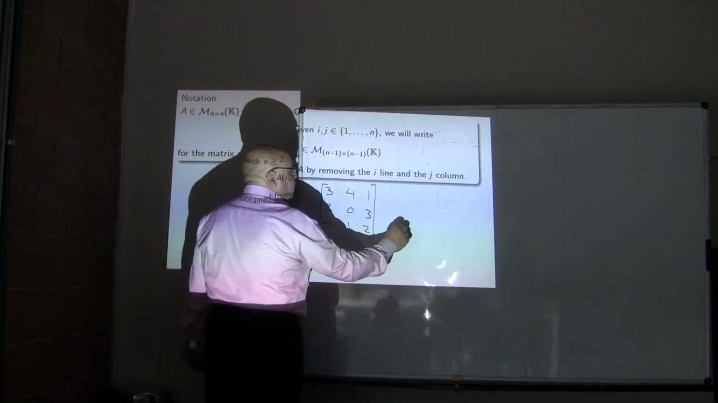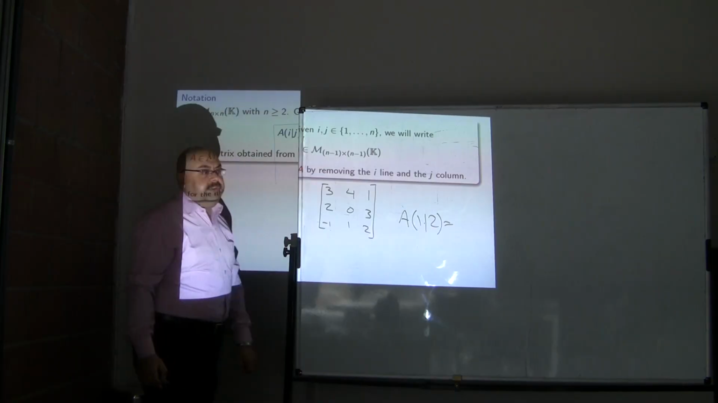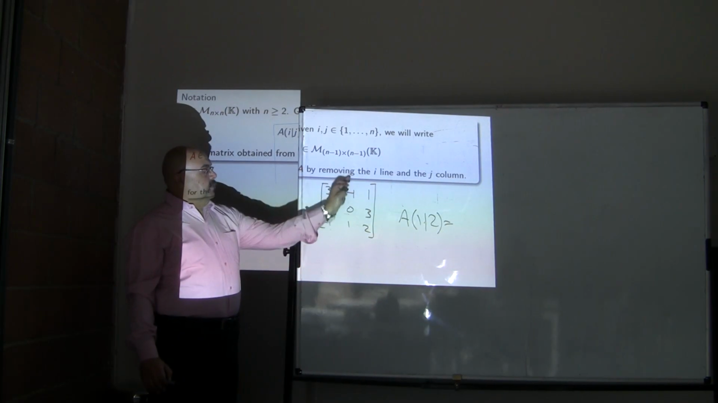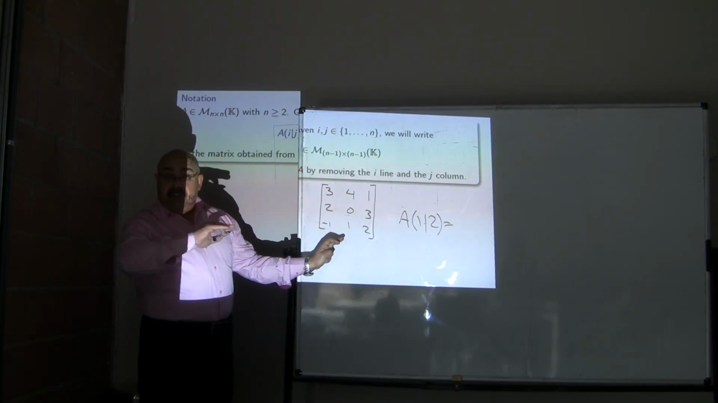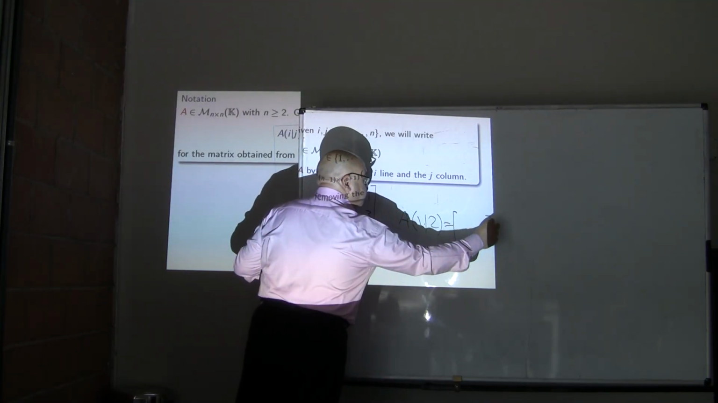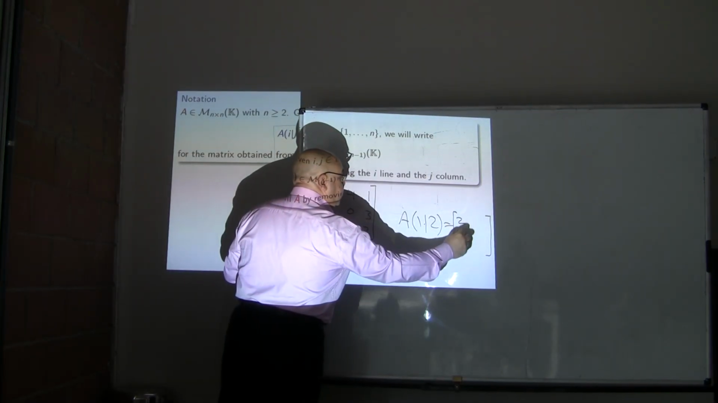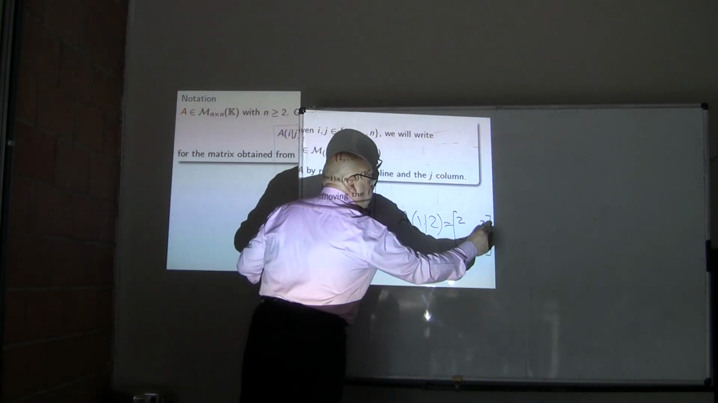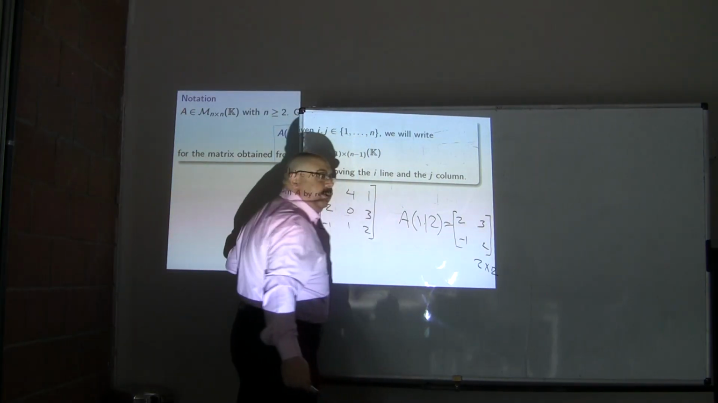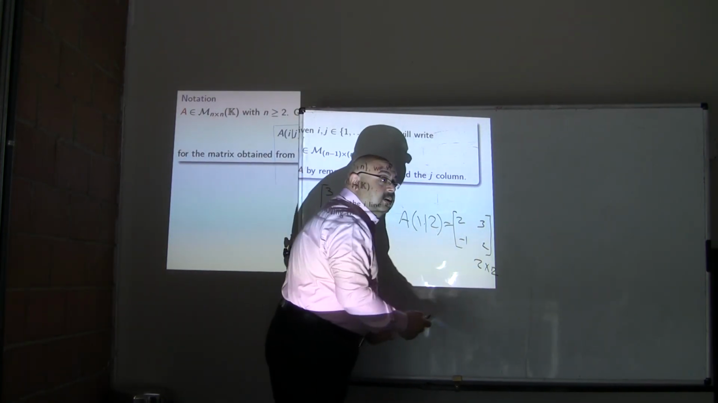If I want to get the matrix assigned to the element 1, 2, it's very simple. All I have to do is go to the first row and the second column and delete this row and column. The remaining matrix will be 2, negative 1, 3, and 2. It's going to be n minus 1 times n minus 1 dimension, so if this matrix is 3 by 3, this one is going to be 2 by 2.